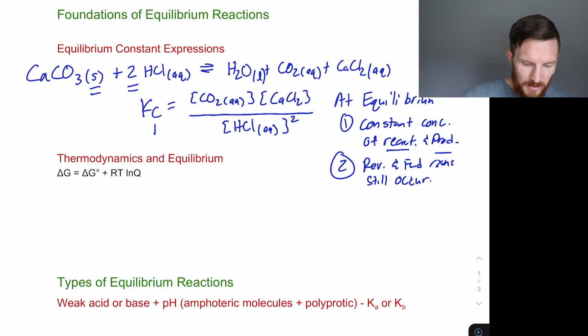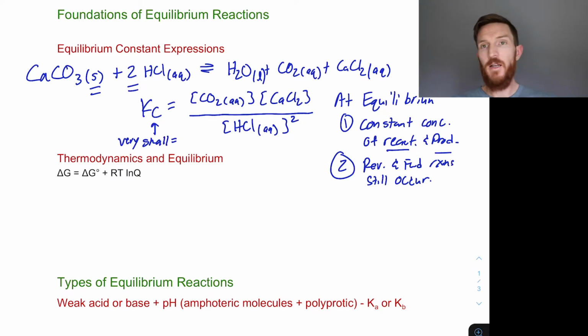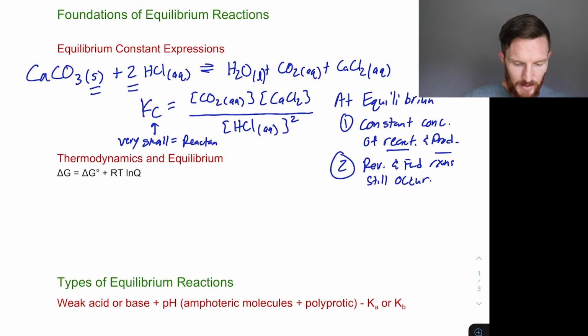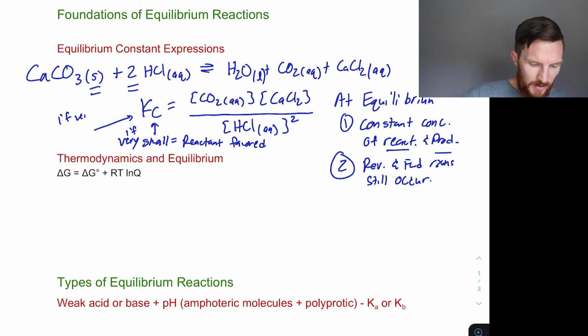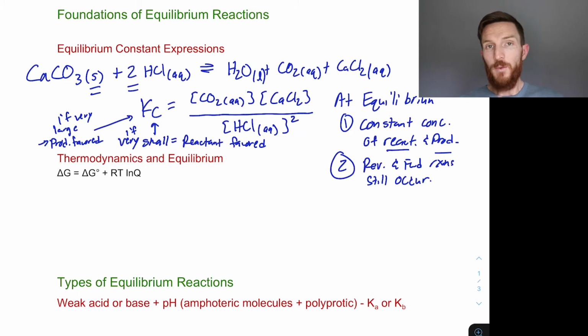And if we look at our Kc value, if it's very small, what that tells us, and it's not negative, we can't have a negative because we don't have any negative concentrations, but if we have a very small K value, what that tells us is that our reactants are favored, or we have more of our reactants at equilibrium. Whereas if our K value is very large, what we'll see is that our products are favored, because this is the ratio of our products divided by our reactants. So the numerical value as well as the expression tells us something about our reactants and products once we've reached equilibrium.